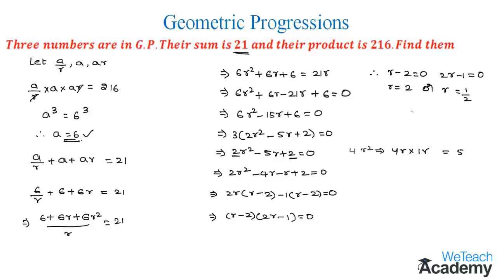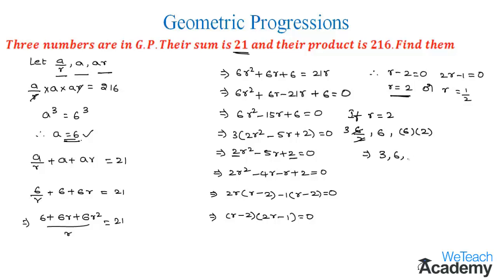Now let us consider if the r value is 2, then what would be the three terms of the geometric progression. We have considered the three terms as a/r, a and ar. So let us substitute the a and r values over here. We get 6/2, 6, 6 into 2. By simplifying, 2 ones are 2 and 2 threes are 6. So we get the three terms of the geometric progression as 3, 6, and 6 into 2 would come as 12.